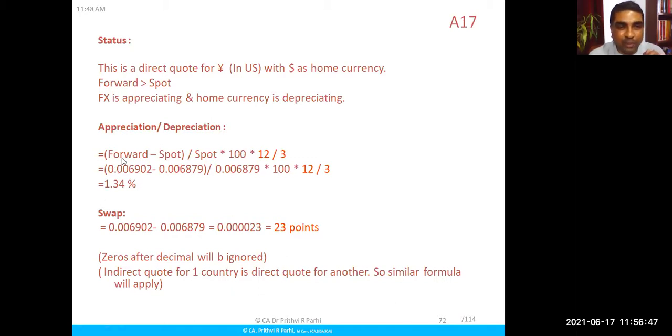So the formula is forward minus spot divided by spot; then I convert into percentage by multiplying with 100, then 12 by 3. Are you understanding the logic behind this formula? So it comes to appreciation. Yen is appreciating at 1.34% per annum. And if you want to know the swap points, you can find the difference, ask minus bid, which comes to 23 points. Are you getting this question?